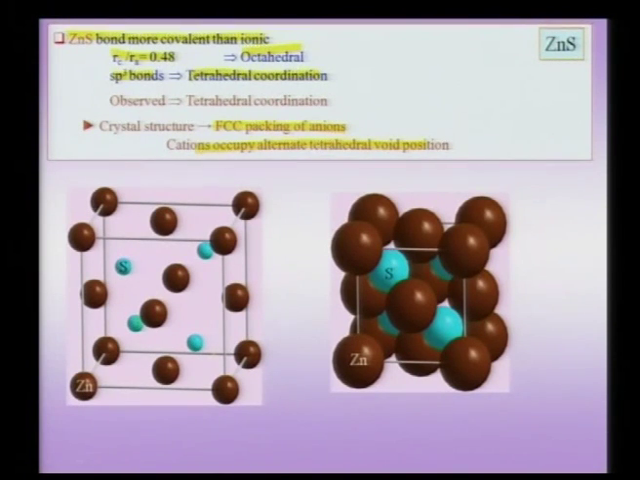The stoichiometry for the structure is obviously maintained, because the zincs in the face centering positions and corner positions together give me a contribution of 4. So, there are 4 zincs.